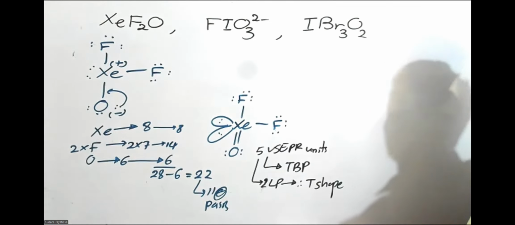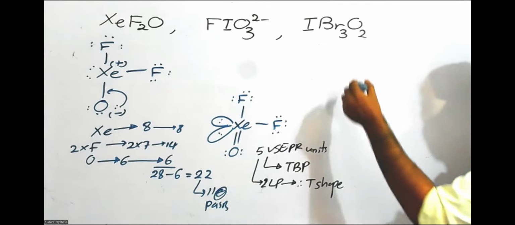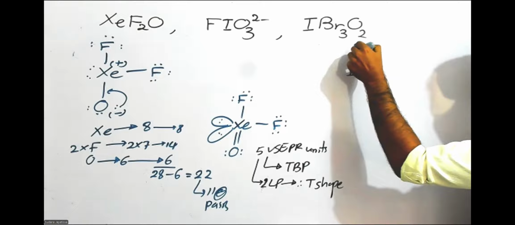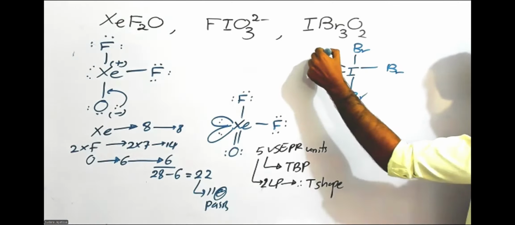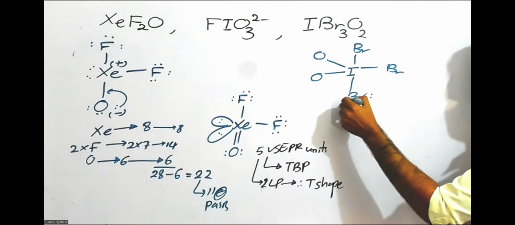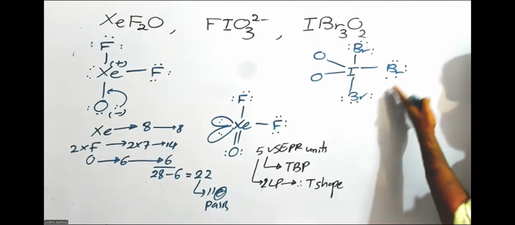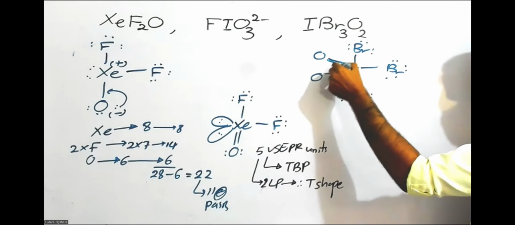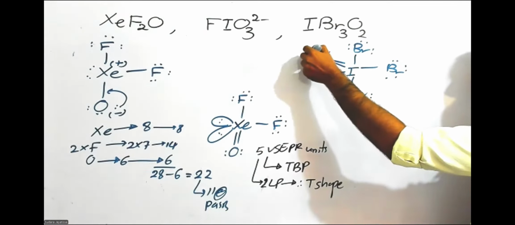What is the last molecule? IBr3O2. So the central atom will be iodine. Then you have 3 bromine atoms and 2 oxygen atoms. So I have used the practice method. Usually when halogens are there as the peripheral atom, they make single bonds. If they make multiple bonds, they will have charges. If it is oxygen, usually it makes double bonds. There is no charge in the molecule, right? So it must make the double bonds there.